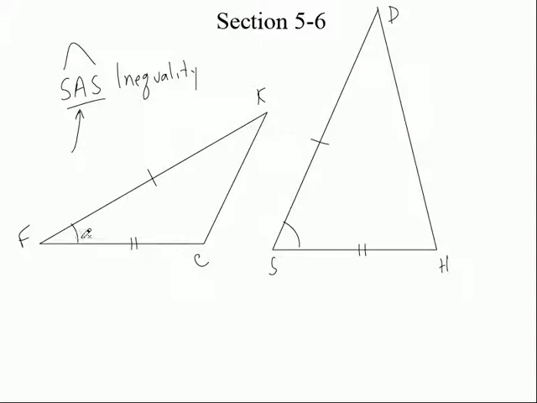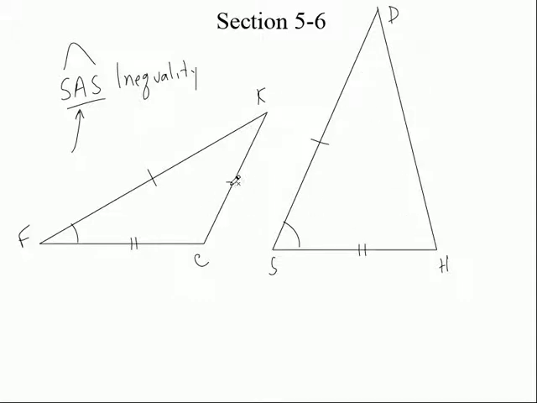All right, let's take a look. So what do I have now? I know that FK is equal to SD. I know that FC is equal to SH. But I'm also given that angle F is less than angle S. This angle is smaller than this one, so what does that mean about the other side? CK is smaller than DH, exactly right.